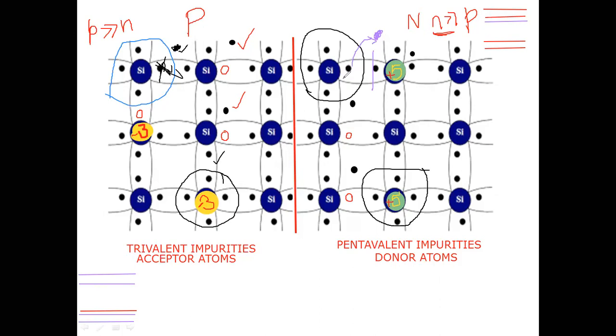So keep in mind that if the pentavalent impurity atom gives away one electron for the purpose of conduction, and this trivalent atom takes that electron, then this trivalent atom doesn't have a hole and this pentavalent atom doesn't have an electron. Keep in mind this point, it's very important, right?